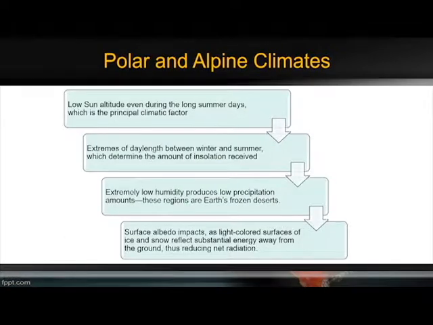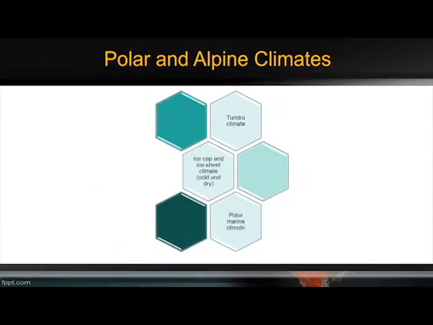The characteristics: you have very low sun altitude, especially in summer, extreme daylight difference between winter and summer, so you have 6 months of day, 6 months of night, extremely low humidity, very, very dry in these regions, and high albedo, so a high light surface reflects more solar radiation. So they are defined as tundra, ice cap, and polar marine climate.